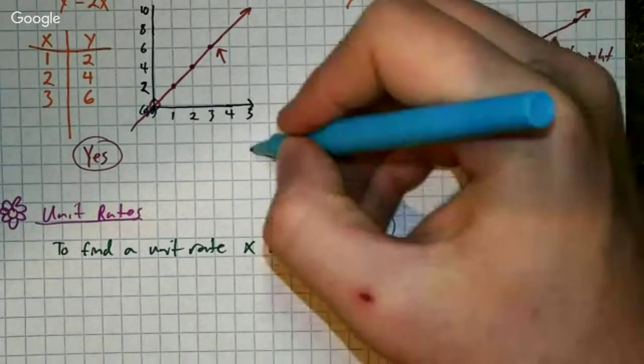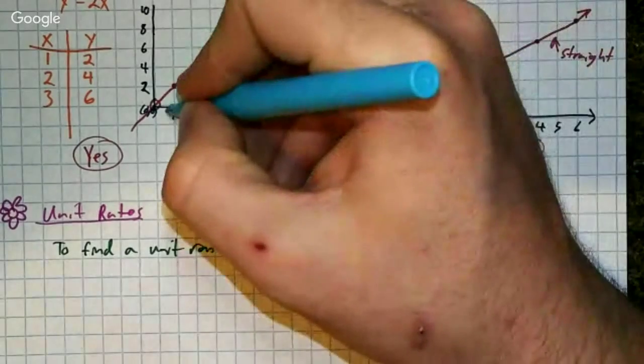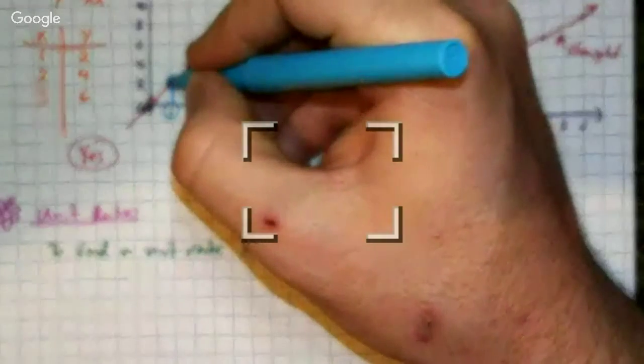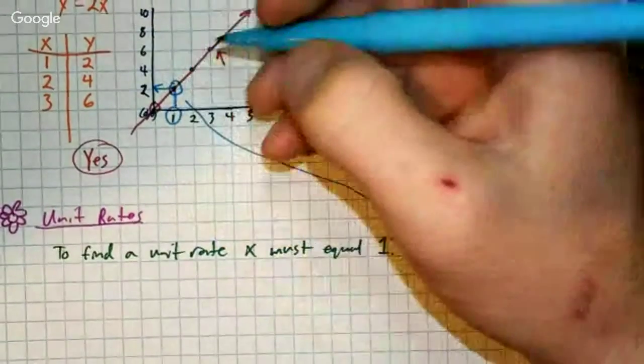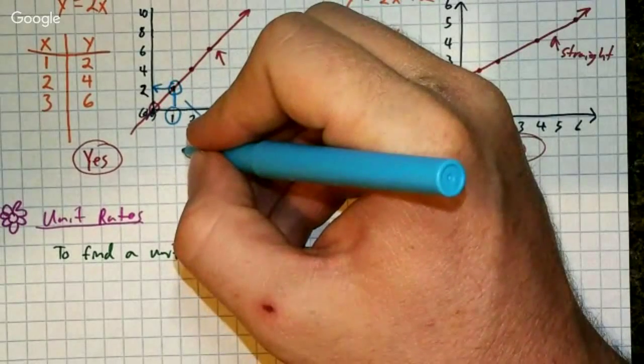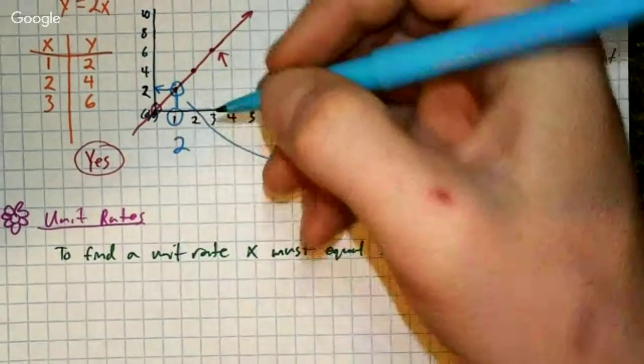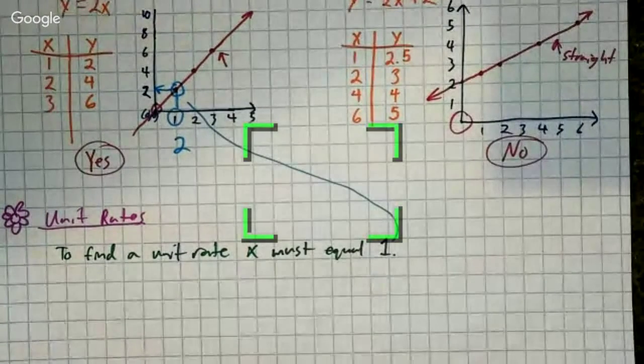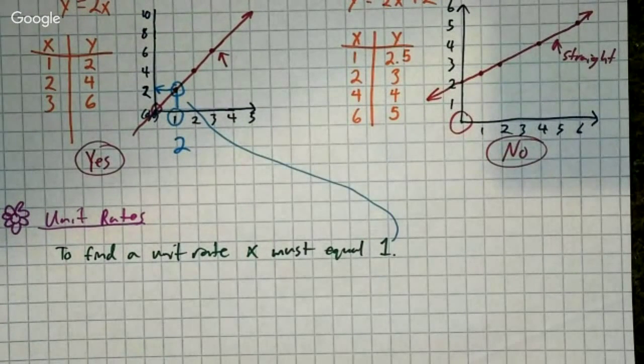Now, what we can do is we can just look at this. If we look up here on this one, look on the graph. X equals 1, y equals 2. So our unit rate for this one up here is going to be 2. So you can definitely do that. That's a pretty simple way. You just look on the graph, you see where x equals 1, and you're good to go.